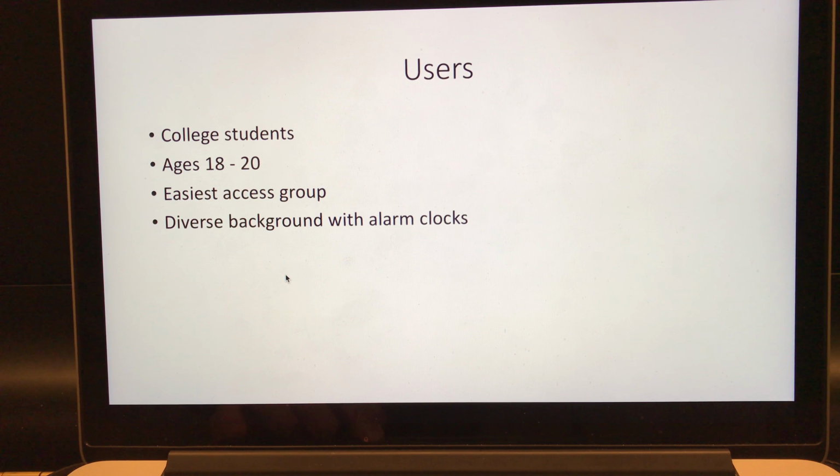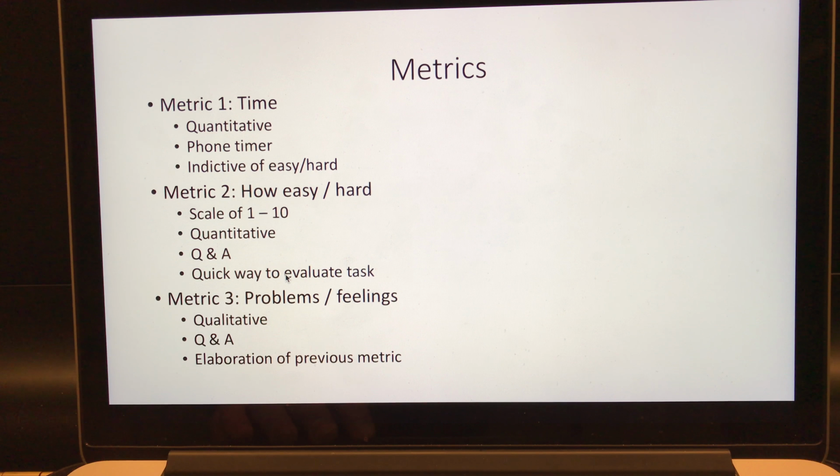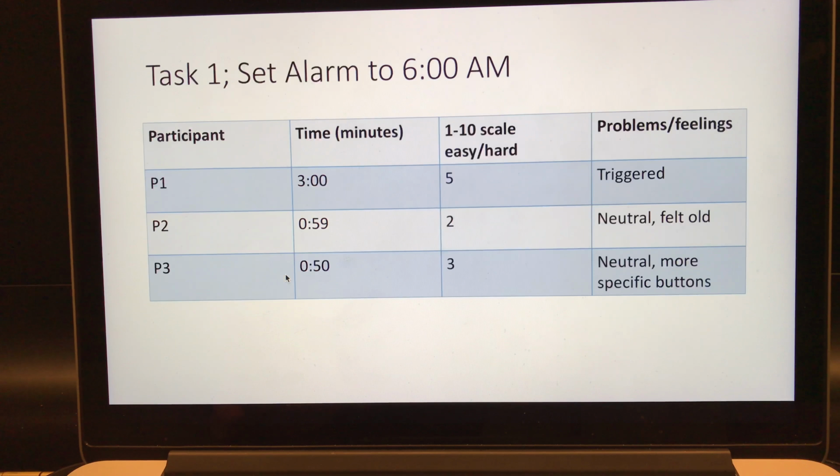With these features, our metrics: our first metric was time, our second metric was how easy and hard it was, our third metric was problems and feelings. 2 of these metrics were quantitative, 1 of them was qualitative, 2 of them was question and answer, 1 of them was a phone timer.